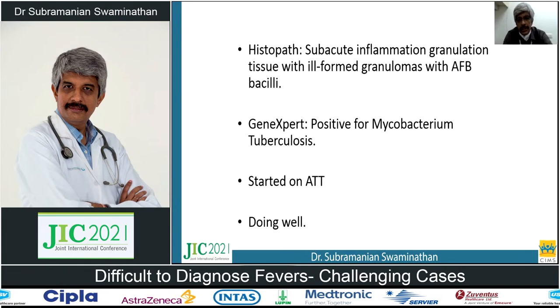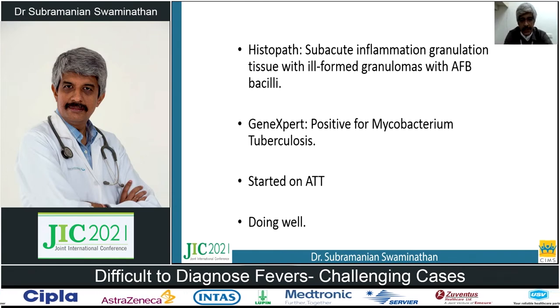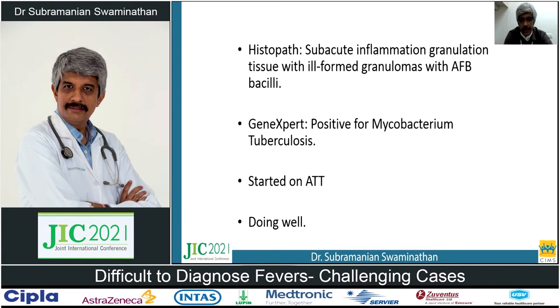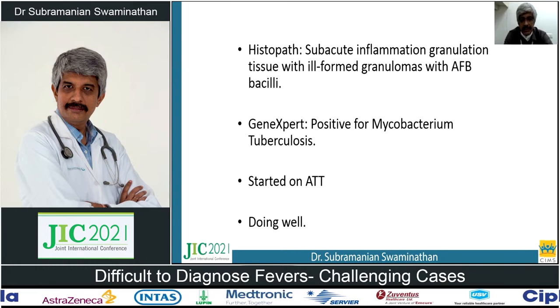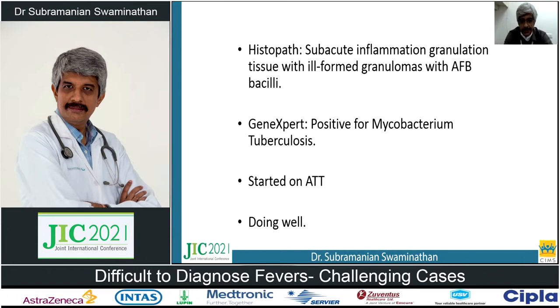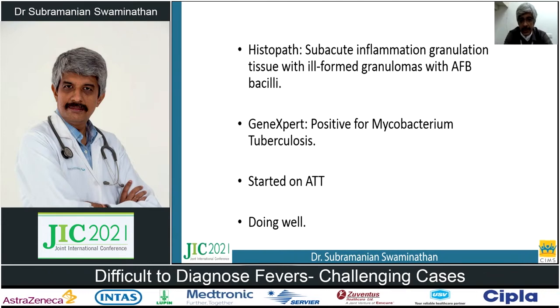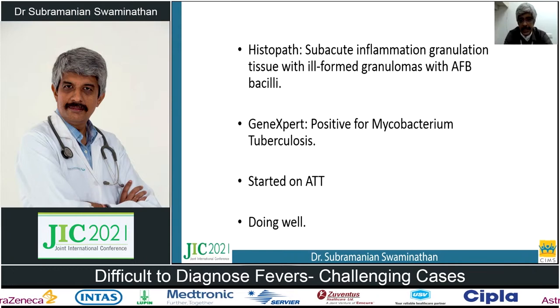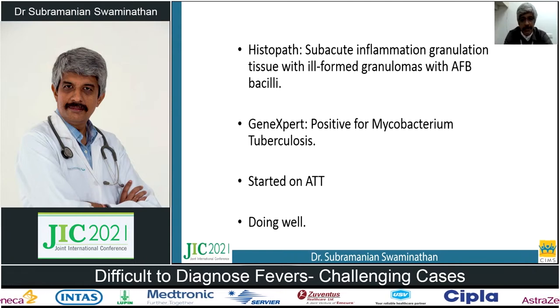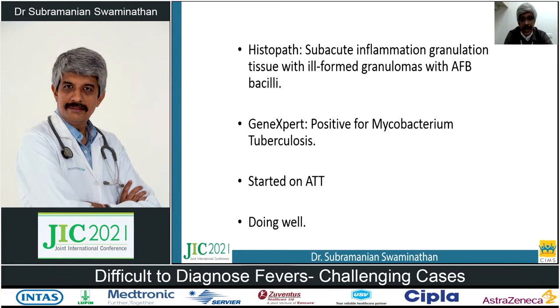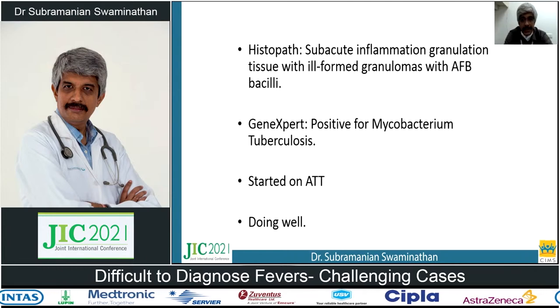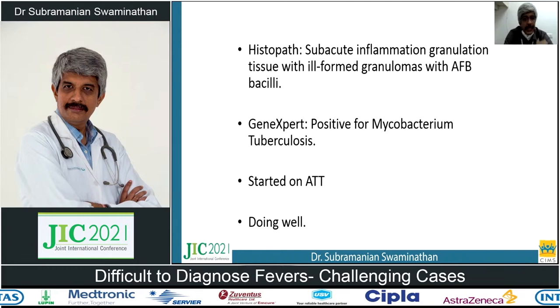For this patient, we had a look at the smear and what happened in the labs, both in pathology and microbiology. Histopathology said there was severe subacute inflammation with ill-defined granulomas and a lot of AFB. And the GeneXpert was positive for MTB. So this patient's cell-mediated immunity was so bad that he actually reacted to a very overabundant TB like a pyogenic inflammation.